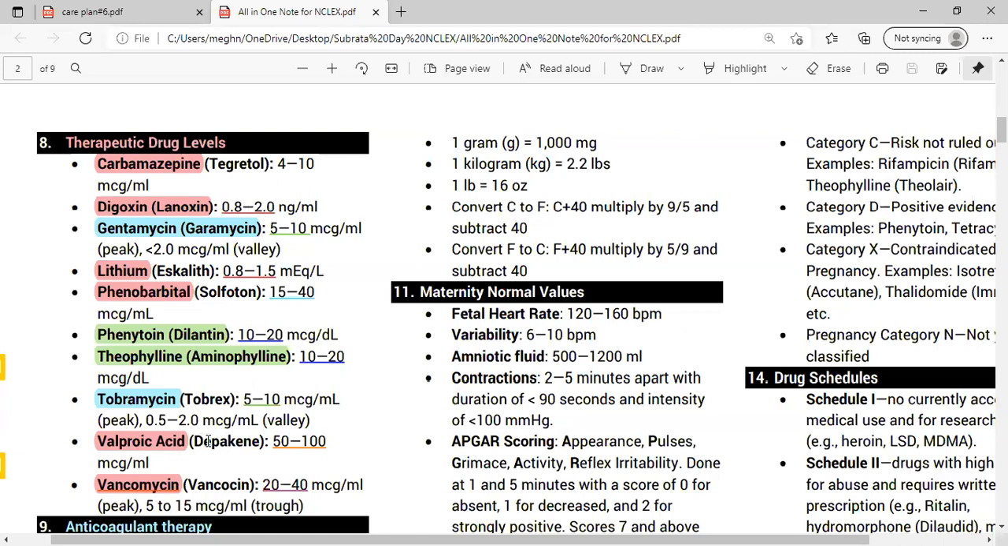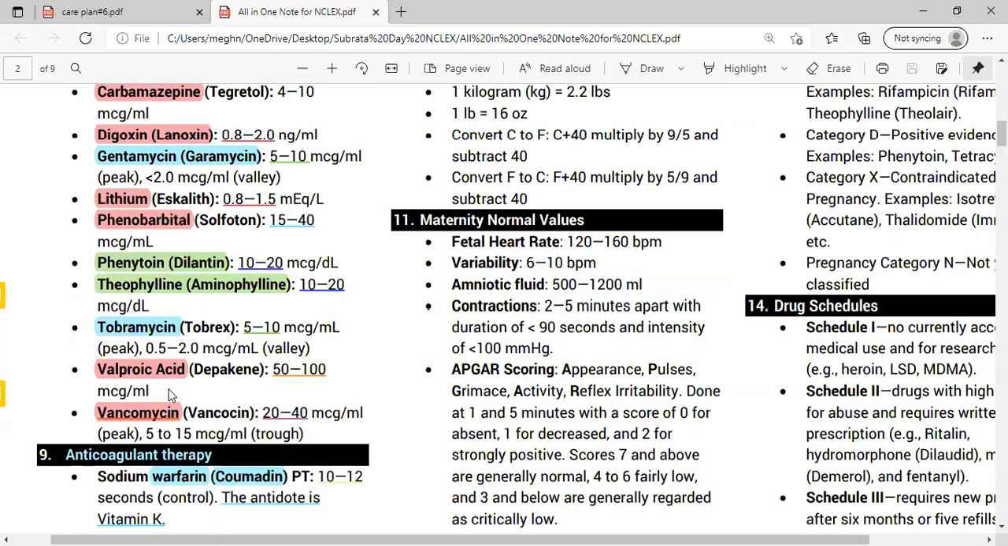Valproic acid is also an anti-seizure drug, 50 to 100. It is a long range. And vancomycin is 20 to 40 micrograms per ml.